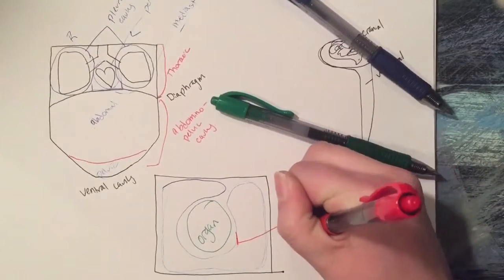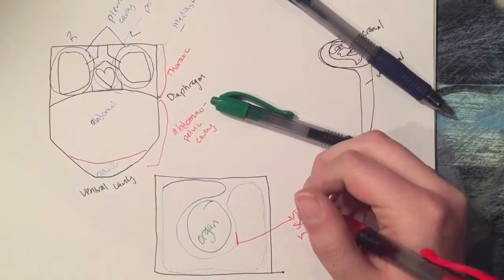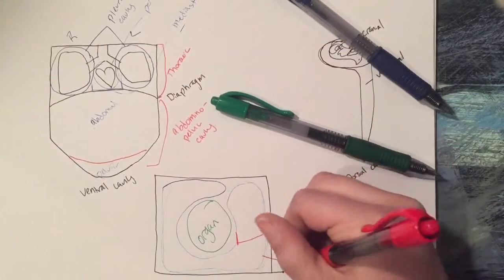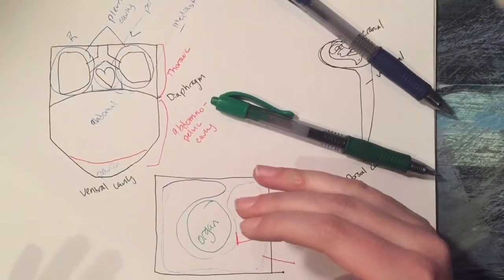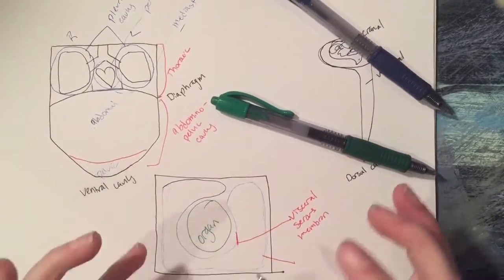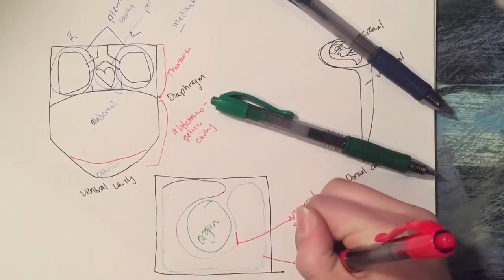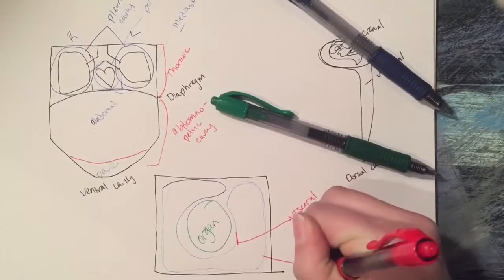Serous membrane. And then the parietal serous membrane is the one that's touching the wall or the outside of the abdominal wall, whatever's not touching an organ. So that's parietal serous membrane.